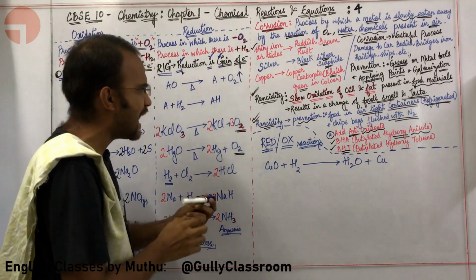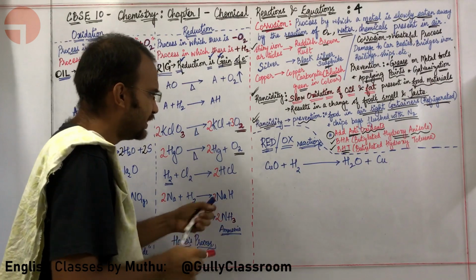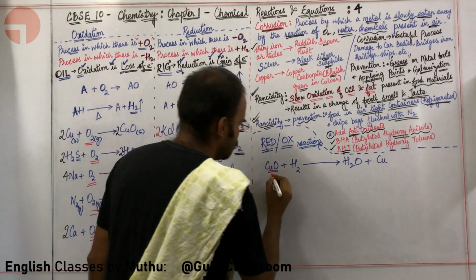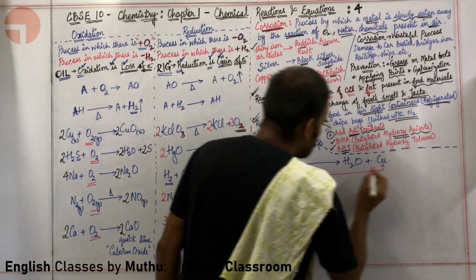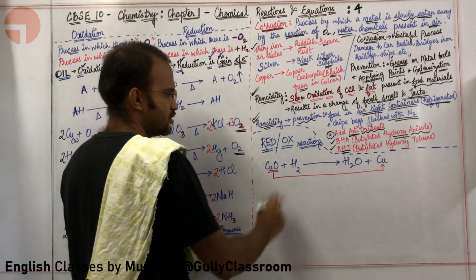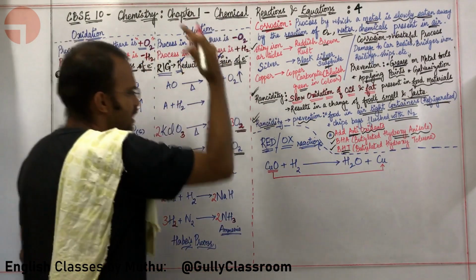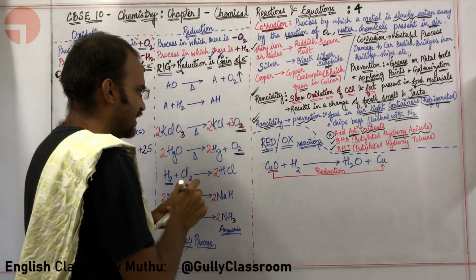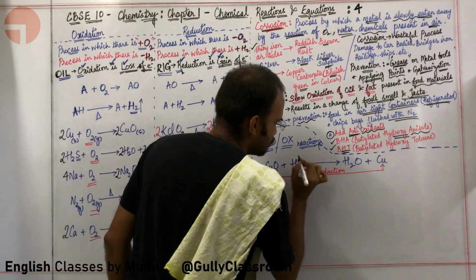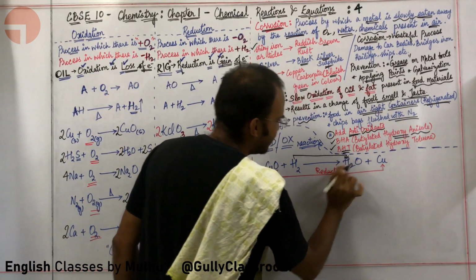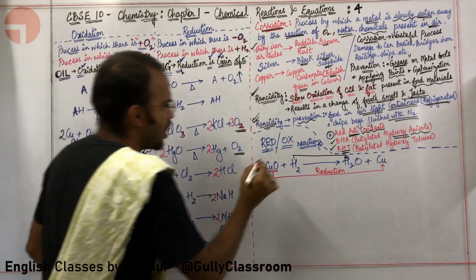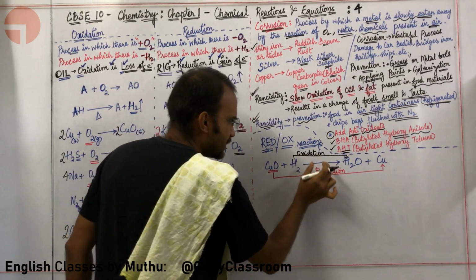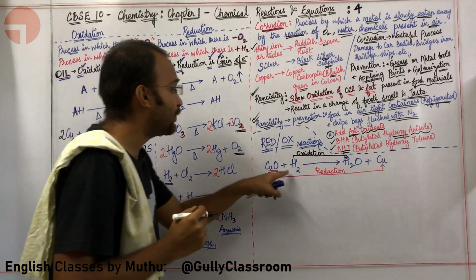Okay sir, what is happening here? Let me tell you. What is happening with respect to CuO? CuO is losing oxygen. Yes, CuO has lost its oxygen. Loss of oxygen is reduction. Okay, let us check about H2. H2 is in fact gaining oxygen. Addition of oxygen is oxidation. So in the same reaction, both oxidation and reduction are happening to different species.